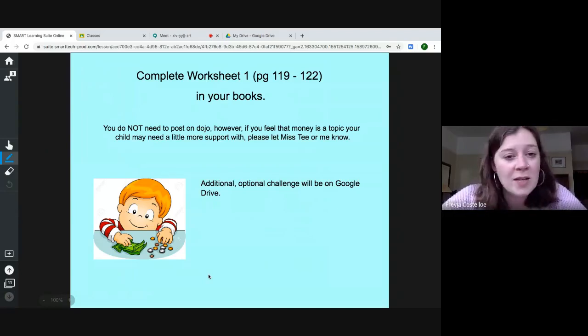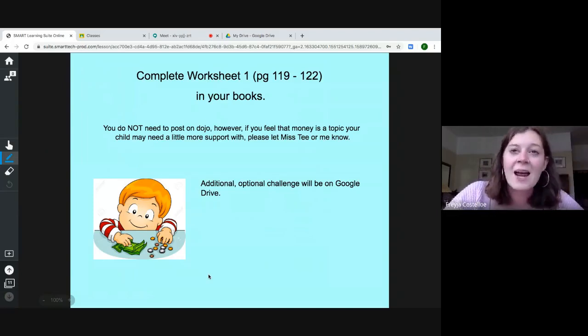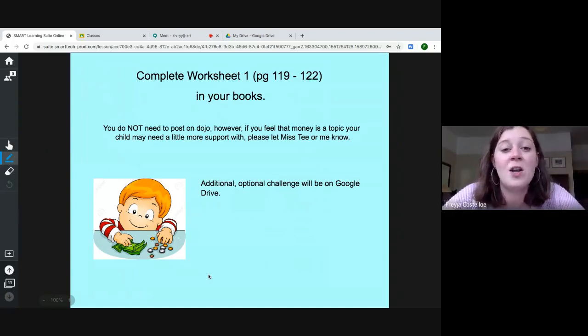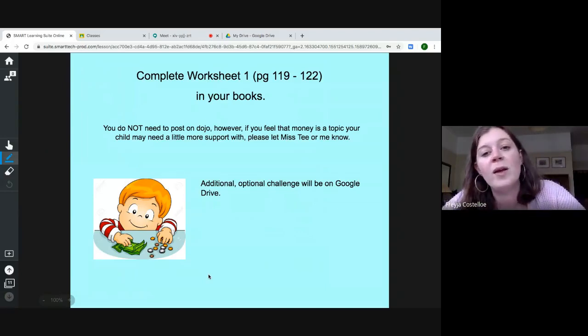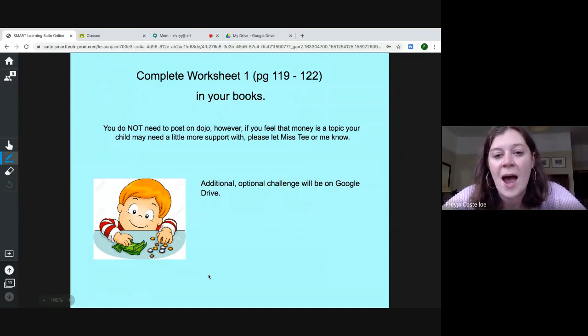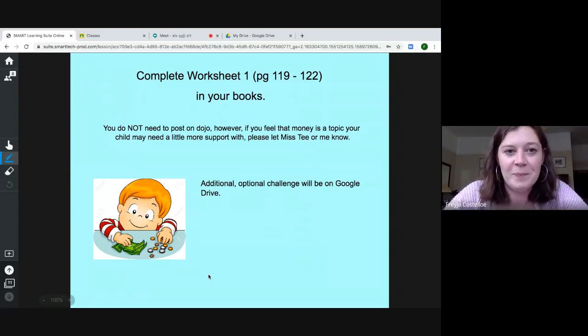You don't need to post any of this work on Dojo, but if you would like to, then of course you can. And if you feel as though you want to let me or Miss T know how you were doing with it, whether you found it really tricky or super easy peasy, then let us know. And extra challenges will be on the Google Drive as normal.